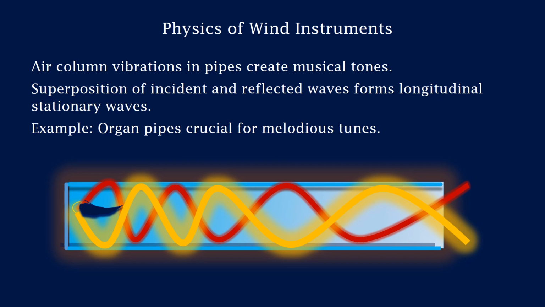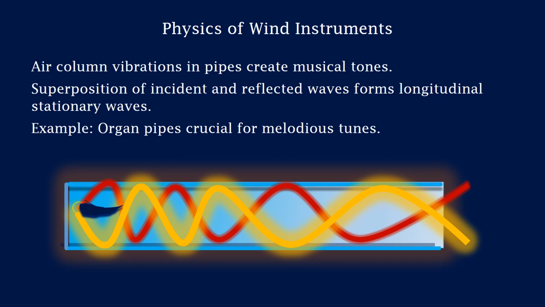Organ pipes exist in two main types: closed organ pipes sealed at one end and open organ pipes with openings at both ends. Longitudinal waves, often associated with sound waves, involve particle compression and rarefaction. In the context of air, compression corresponds to regions of high air pressure, forming nodes, while rarefaction corresponds to low air pressure regions, creating antinodes.